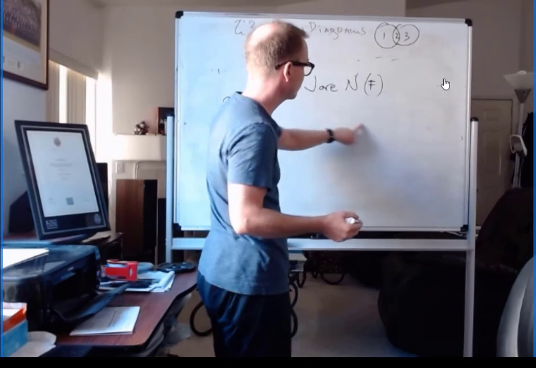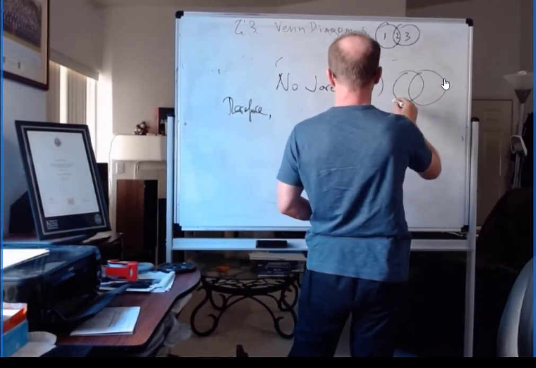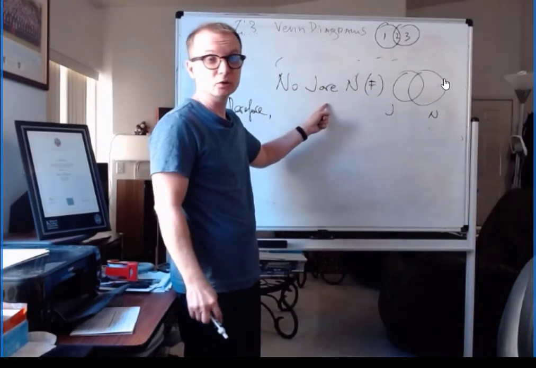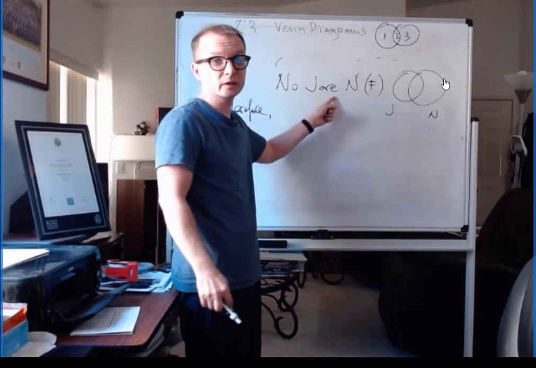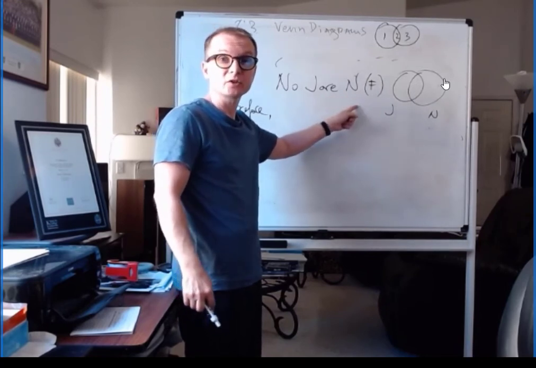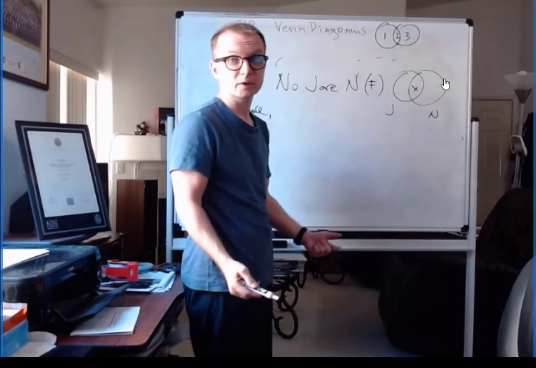How do you draw that? 2 circles, J and N. Without false, how would it look for no J are N? You would have shading in the middle. But it is false, so you replace the shading. So you would have an X in the middle. That's the first one.